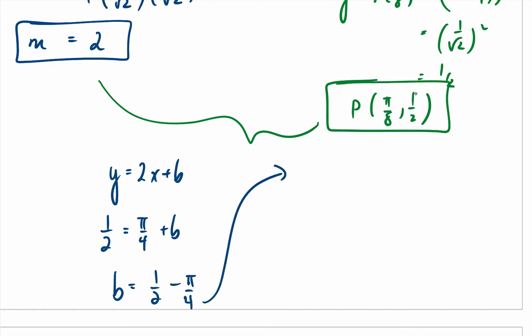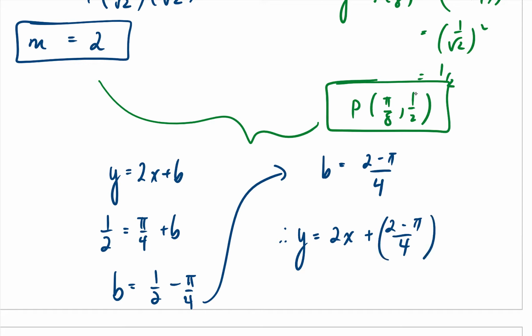And if we want to make that one term, finding a common denominator, we get b is equal to 2 minus pi over 4. So therefore, our equation of the tangent at pi over 8 is y equals 2x plus our y-intercept, 2 minus pi over 4. And we're done.